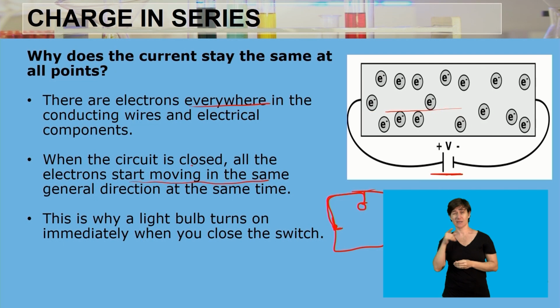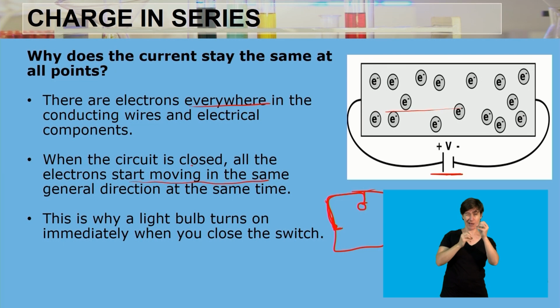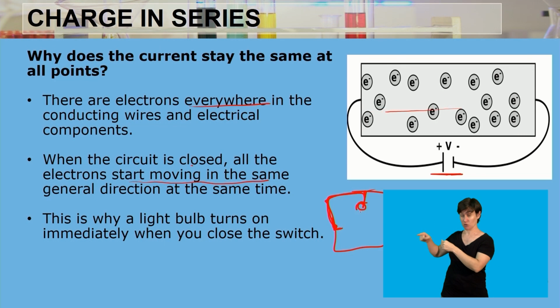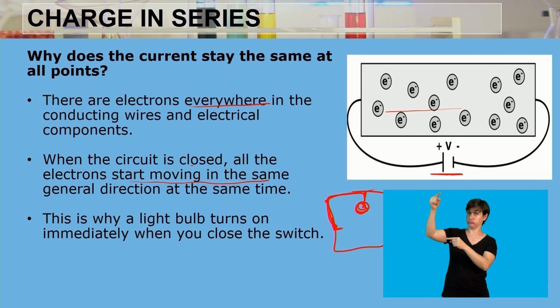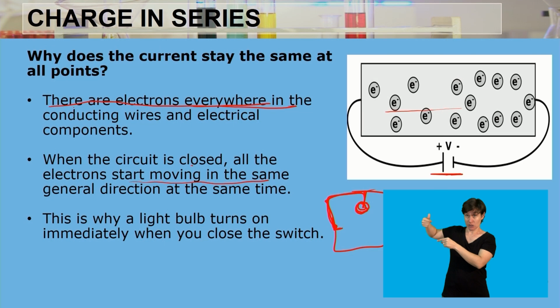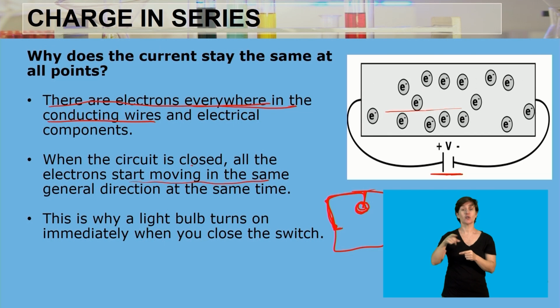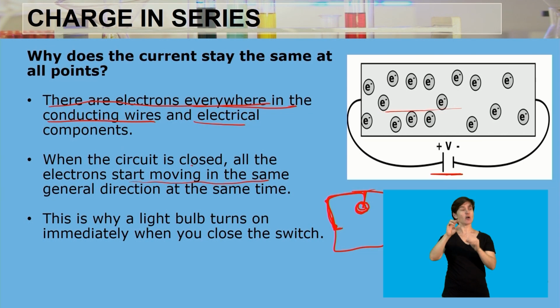It doesn't mean that the electrons will start moving from the socket and run all the way to the light bulb to produce the light. They are already there because, as we are saying, the electrons are everywhere in the conducting wires and the electrical components.